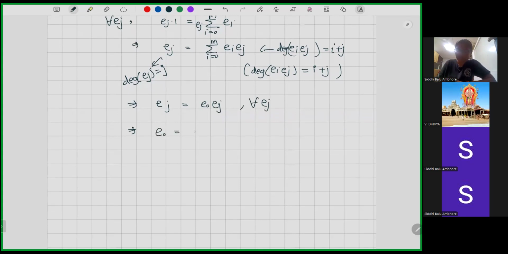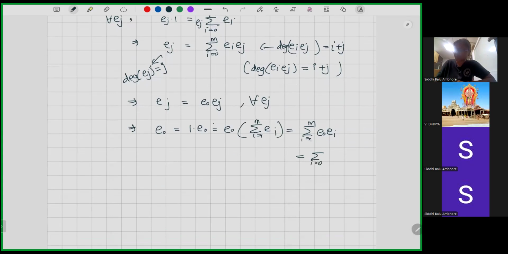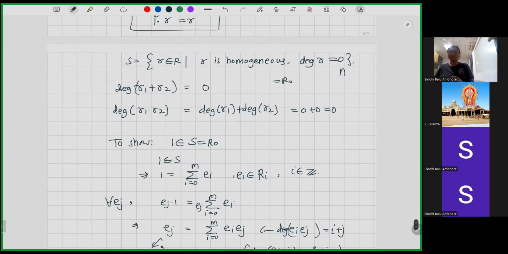So this implies this E naught is E naught into 1 into E naught, which is again E naught into summation I from 1 to M EI, which is summation I from 1 to M E naught EI. But this was the expression of this. Each EJ is E naught EJ. So this is just summation I from 0 to M EI, and which was my 1. So E naught is actually 1. So therefore 1 belongs to this S. We needed to prove this, just because we have 0 degree terms. So this explicitly also proves that element 1 actually has degree 0.